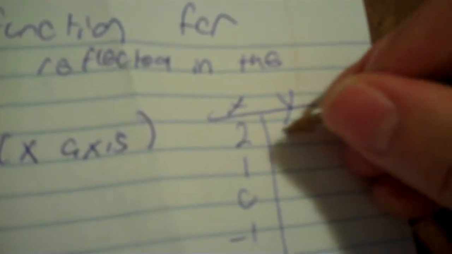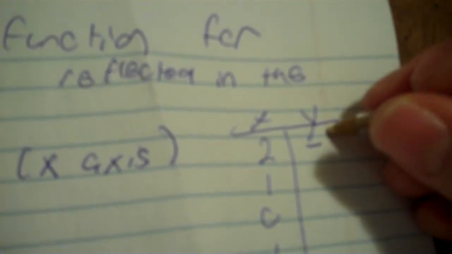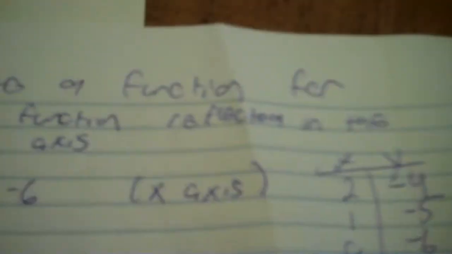Okay, the first one says f of x equals x minus 6, and it says reflect in the x-axis. Now here's what it means by x-axis. That means don't draw this table. This is just an illustration, so I'll do the 2. If I put 2 in for x, 2 minus 6 is negative 4. If I put a 1 in, negative 5. If I put a 0 in, negative 6. If I put negative 1 in, negative 1 minus 6, negative 7. Negative 2 minus 6 is negative 8.